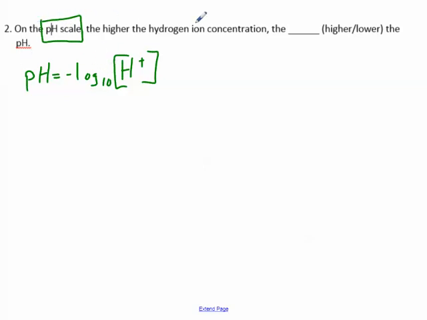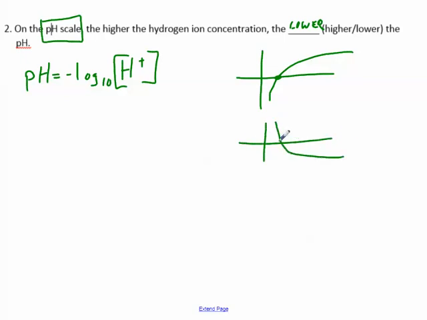On a pH scale, the higher the hydrogen ion concentration, the lower the pH. Because in general, here's a log scale. Log scale would look something like this, going through 1, 0. A negative log scale would look like this. This would be y equals -log of x. This is y equals log of x.